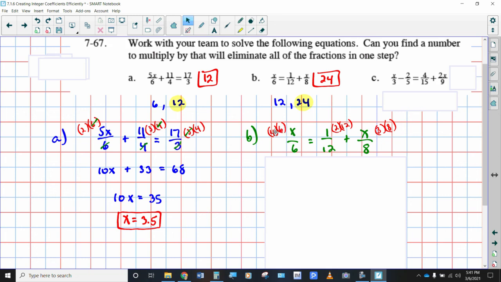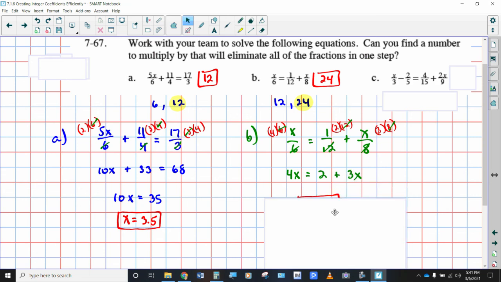So 24 times x over 6, 24 times 1 over 12, 24 times x over 8. But I'm writing them in expanded form because here I'm going to cancel the 6's, leaving you with 4 times x. Here I'm going to cancel the 12's, giving you 2 times 1. And here I'm going to cancel the 8s, leaving you with 3 times x. So this becomes 4x equals 2 plus 3x.